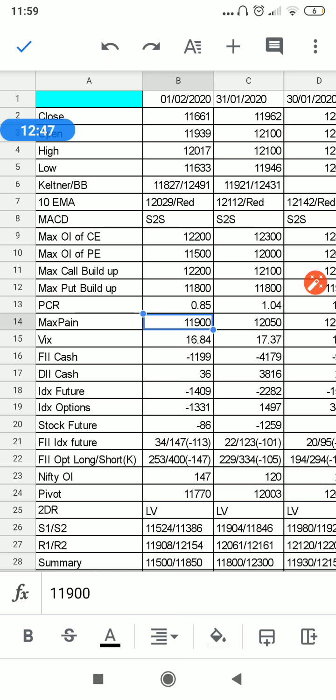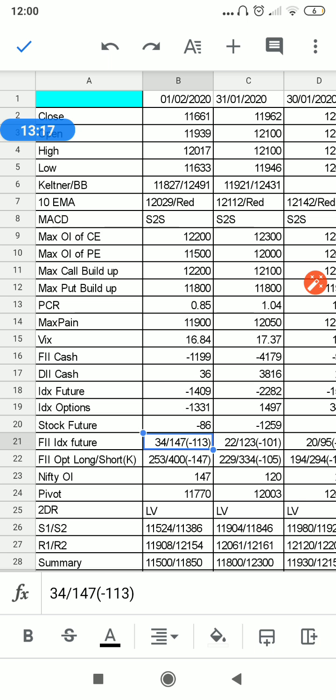significantly down. Again, VIX has come down because of the budget. The VIX was high, now it has cooled off. FIIs have sold only 1,000 crore, and that is actually a good thing. After all these things they have sold very little. DIIs have not sold anything. Index futures also only 1,400 crores. Index options, anyway, both calls and puts. Stock futures, they haven't sold much.